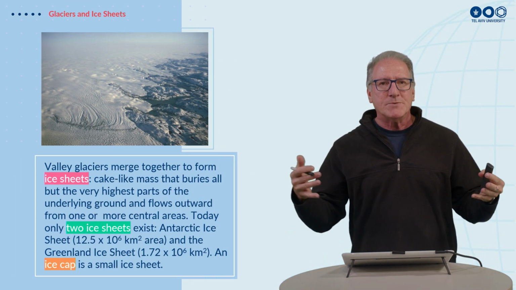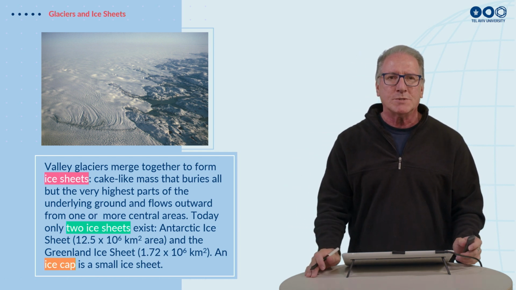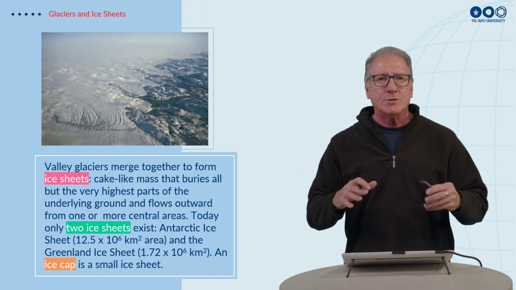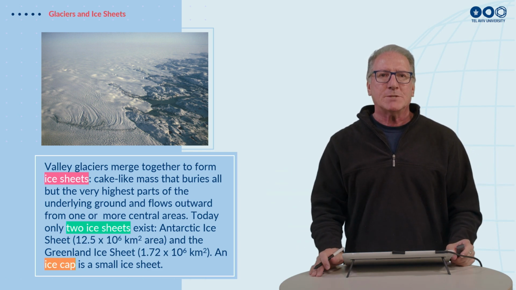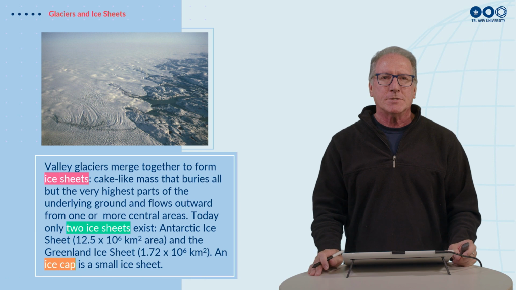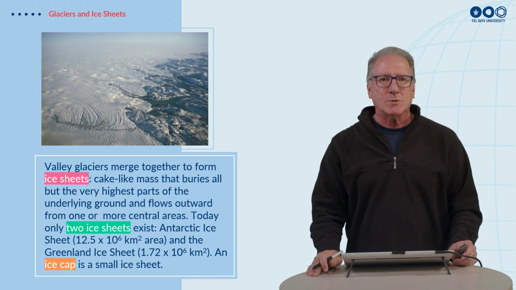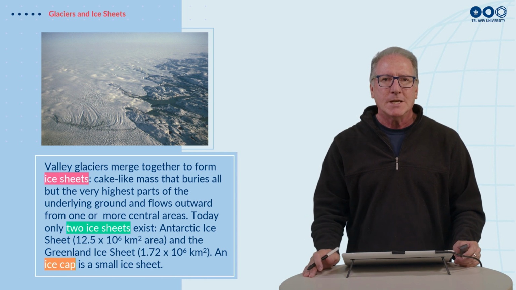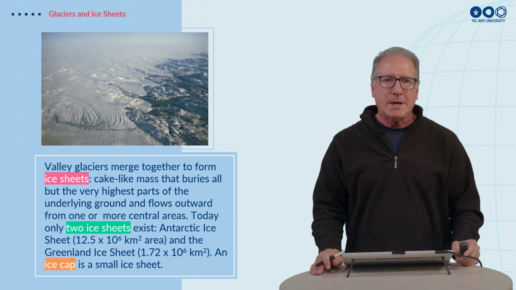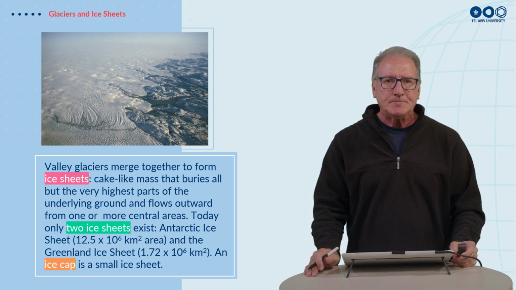When all these valley glaciers merge in the lower areas, moving towards sea level, they'll all merge into a large cake-like mass which we call ice sheets, where the sheet can cover very large horizontal areas. Maybe we'll only see the peaks of the mountains sticking out from the ice sheets, and they will flow by gravity to the lowest point, which is normally sea level.